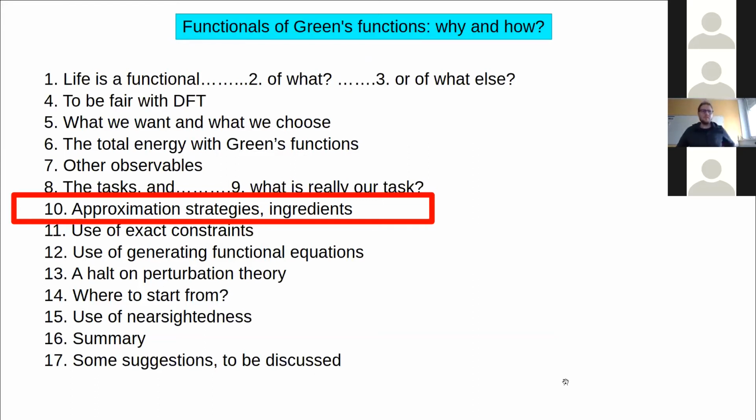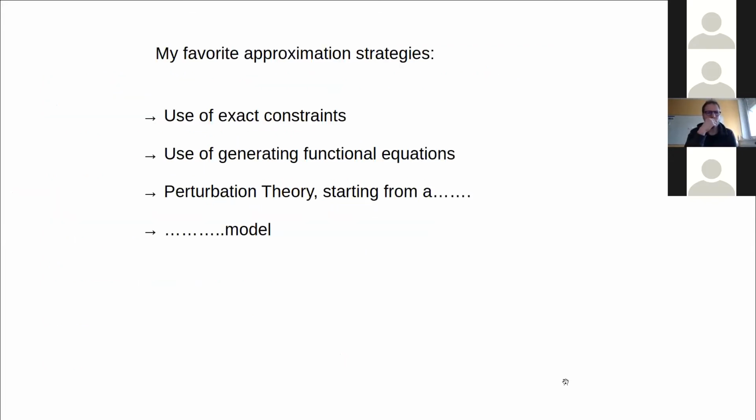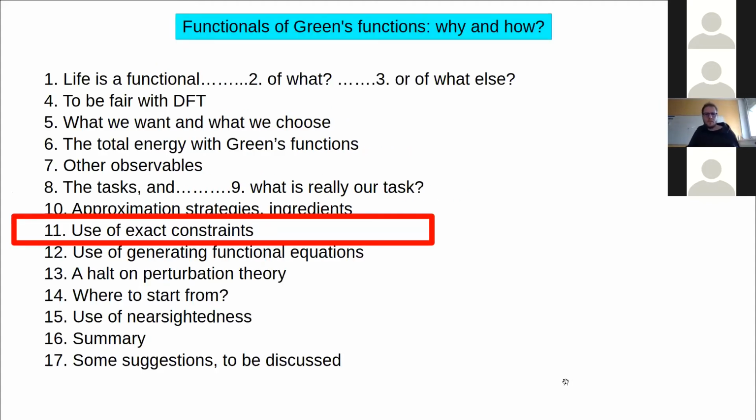So we agree we have to find approximation, and of course, an infinite number of approximations around. And I would like to focus on strategies. And these are my favorite strategies, okay? And you might have other favorite strategies, and we can talk about this later. One is the use of exact constraints. One is the use of generating functional equations. One is perturbation theory, and perturbation theory always starts from something, and this is what I call a model, and so one is the use of models. So let's look at the use of exact constraints.